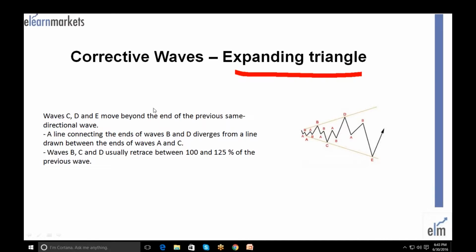So, talking about expanding triangles, wave C, wave D and wave E move beyond the end of the previous same directional wave. A line connecting the ends of waves B and D diverges from a line drawn between the ends of waves A and C. Waves B, C and D usually retrace between 120 and 125% of the previous wave.